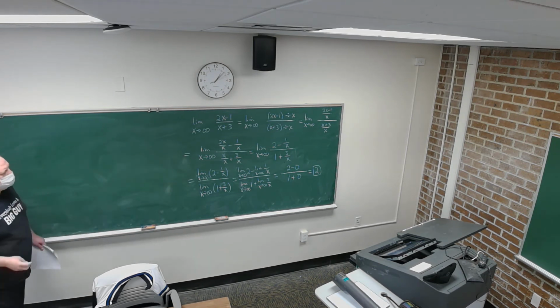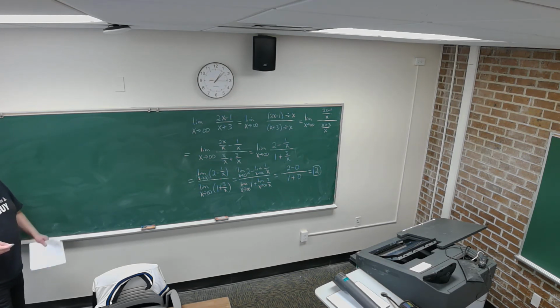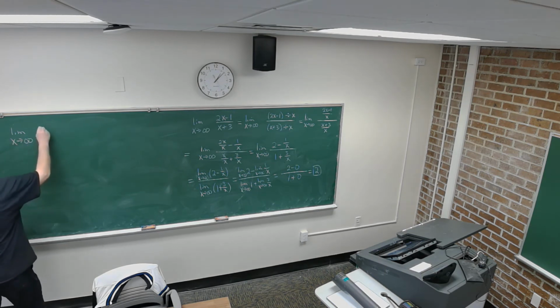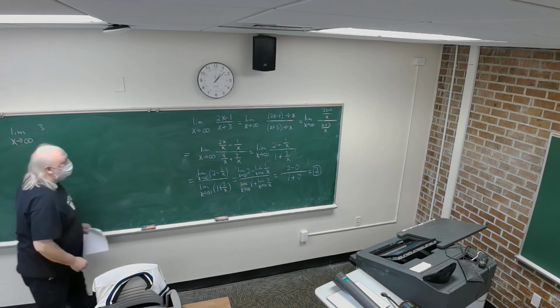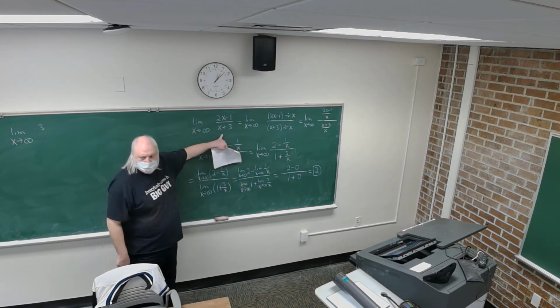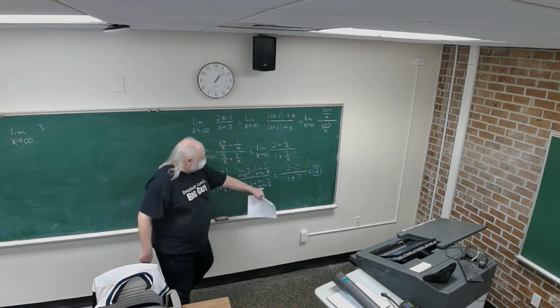All right. Okay. Any questions on that? All right. So, you guys told me the horizontal asymptote was y equals 2, right? And so that's what the limit is.